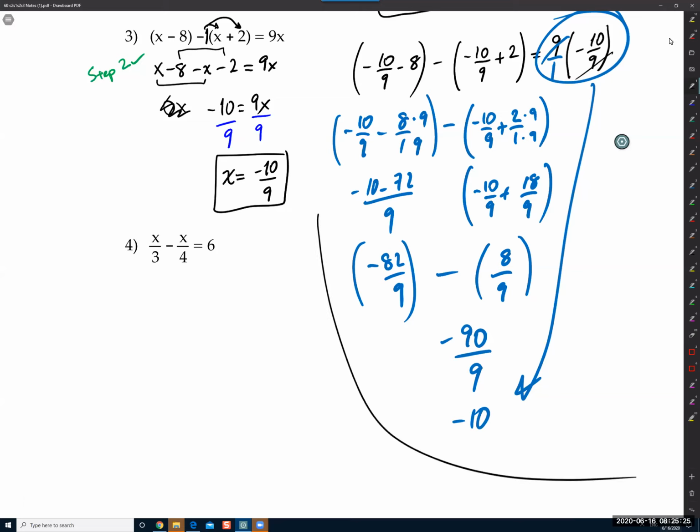Number 4. Fractions. Lock and load. Step 1. We keep skipping step 1 since the beginning. How are we going to do that? Well, to get rid of the fraction, this is an equation, remember. Whatever you do on one side, you also have to do on the other side. Then you're going to look for the new term called LCD, least common denominator.